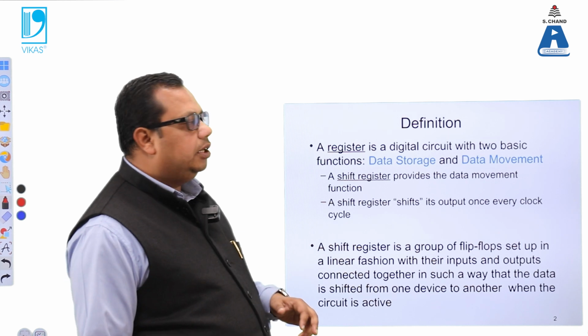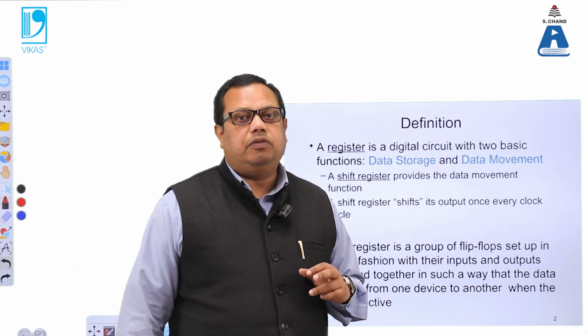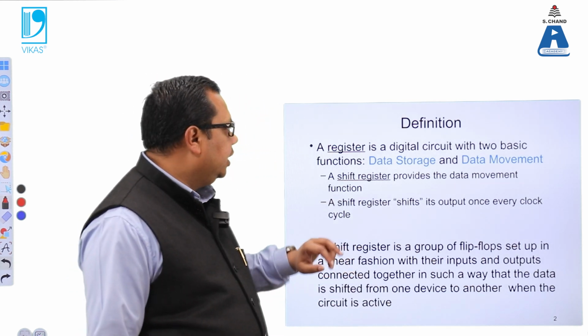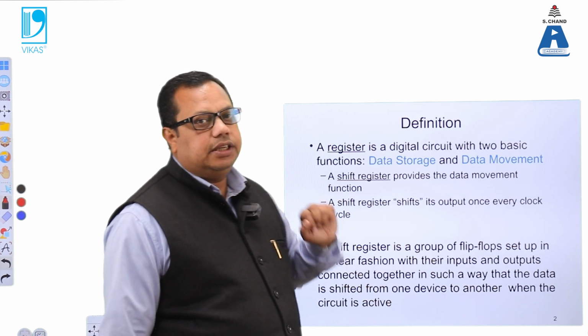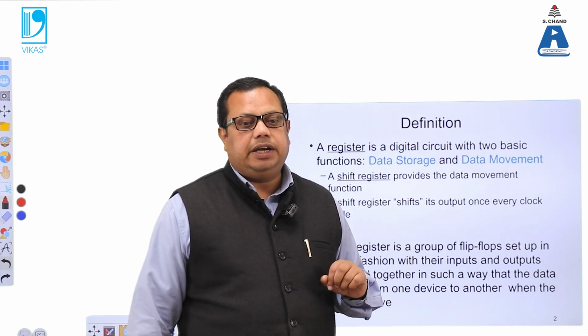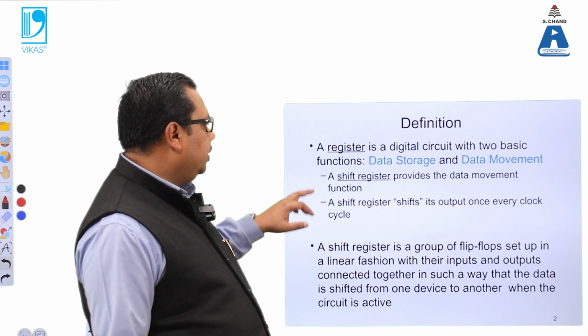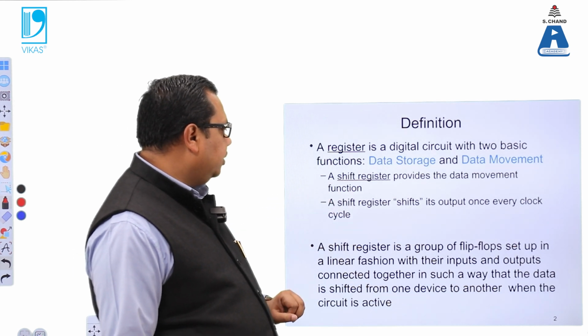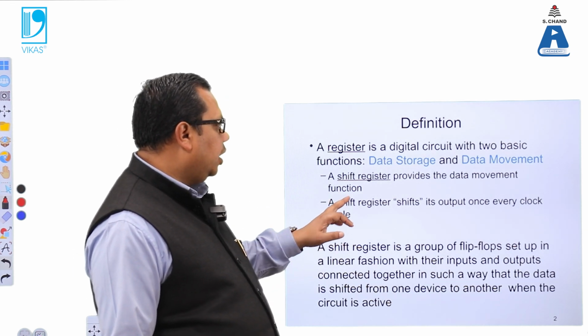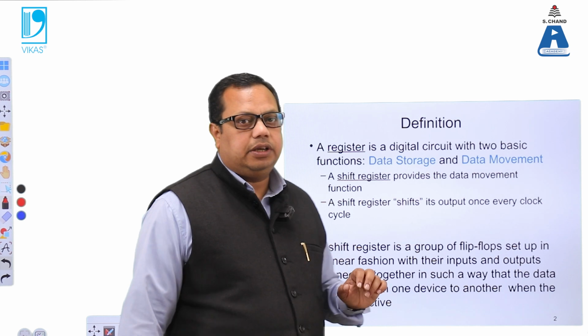A register is basically used for two functions. The first function is data storage, and the second function is data accessing, or we say data movement. Shift registers provide a data movement function, and it is used for the output in the particular cycle.